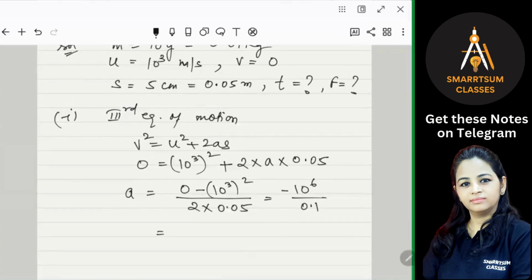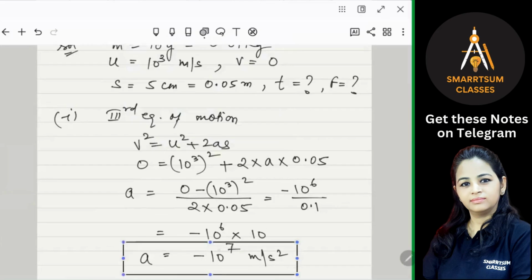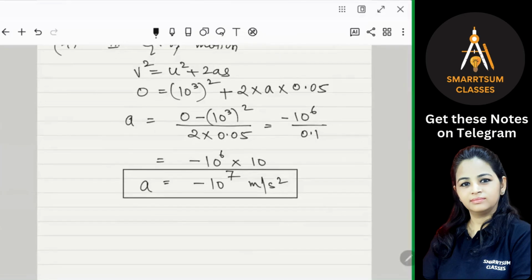So acceleration will be minus 10 to the power 6 upon 0.1. Now 0.1 means 10 to the power minus 1, so that is minus 10 to the power 7, right? So acceleration is minus 10 to the power 7 meter per second square. This negative sign automatically came, which shows this is a negative acceleration, means it is retardation, right? And it is coming to rest after some time.